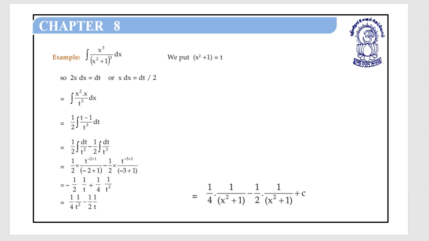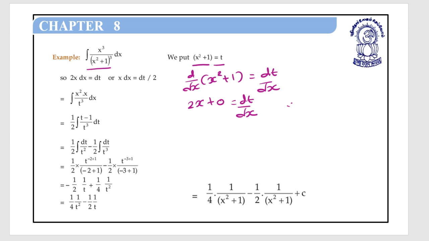Next, integration of x cube upon (x square plus 1) cube dx. So here consider x square plus 1 is equal to t. Now take the differentiation: d by dx of x square plus 1 is equal to dt by dx. So 2x, 1 constant gives 0, so 2x is equal to dt by dx. We require the one x from this numerator in this question.